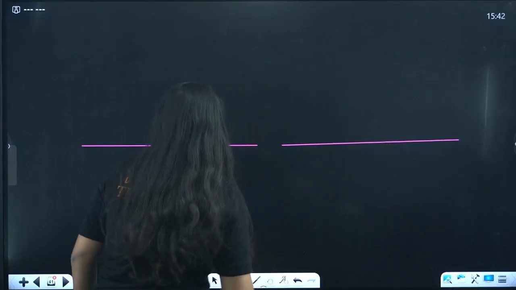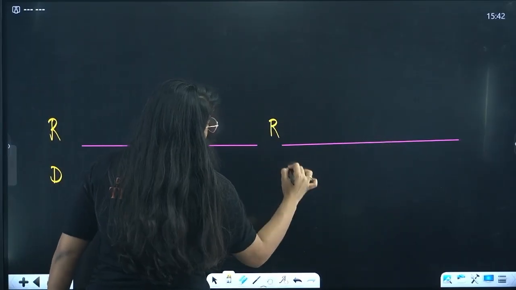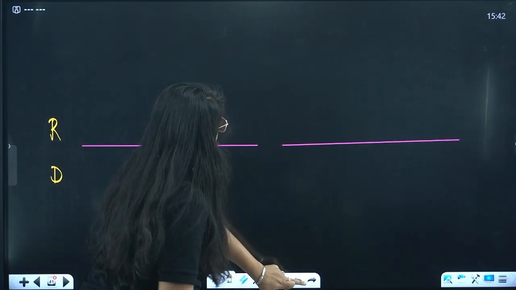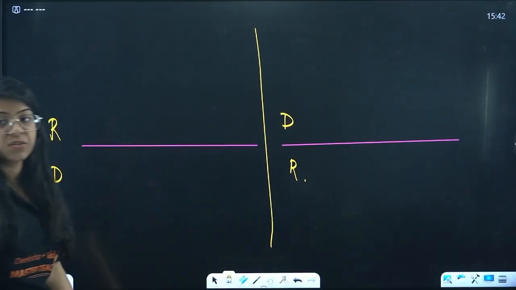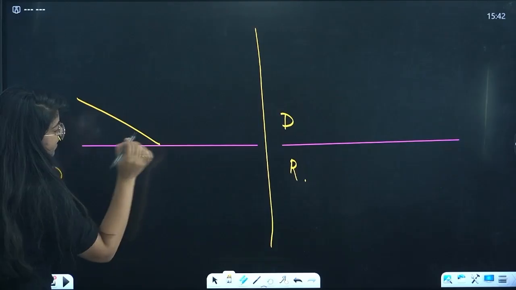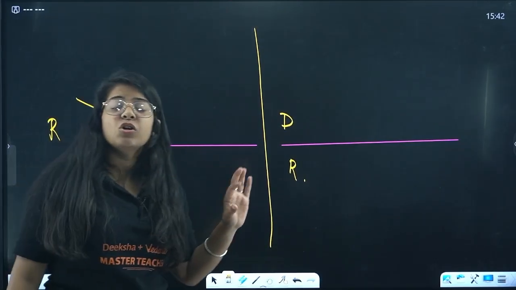Okay, now this is rarer medium, denser medium, rarer medium, denser medium. Okay, now let's do it the other way. This is denser medium, rarer medium. Okay, we have two cases. Now whenever the light is going from rarer to denser, here we have a normal, just like in reflection, we will also draw a normal.